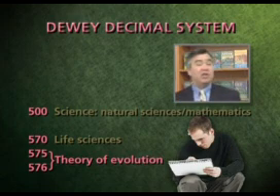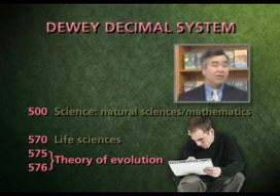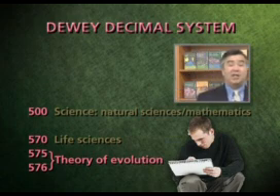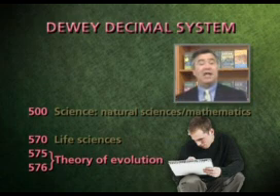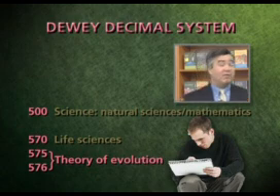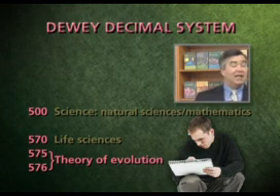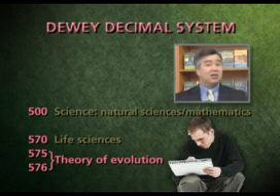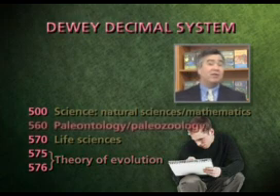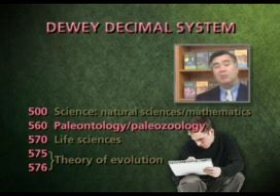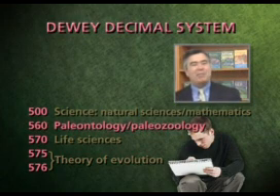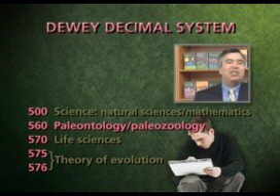So if you go to those shelves in your library, you'll find many, many books about Darwin and the theory of evolution all grouped together there. You might also find, however, that some of the shelves nearby contain other books that are relevant to Darwin and evolution. So, for example, the 560s contain books on paleontology and paleozoology, which means ancient life.